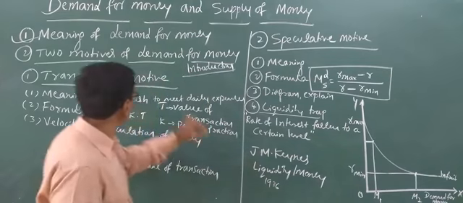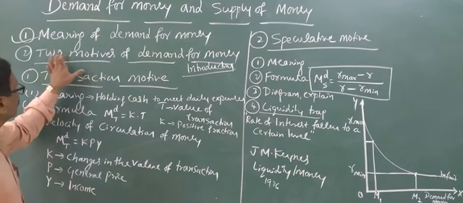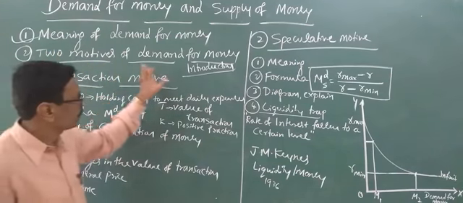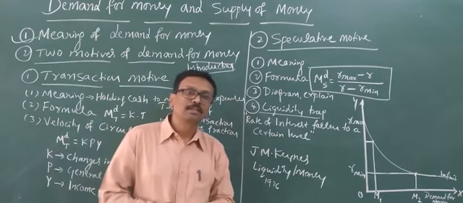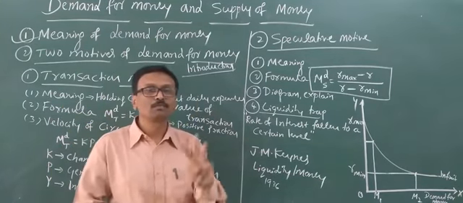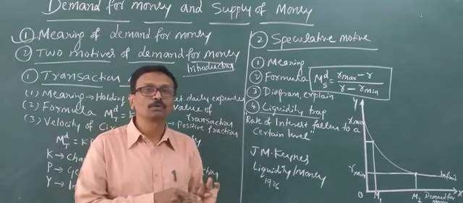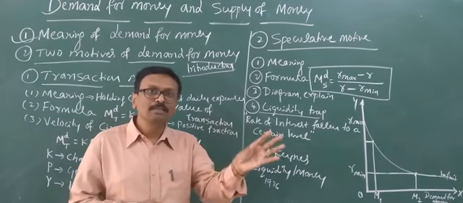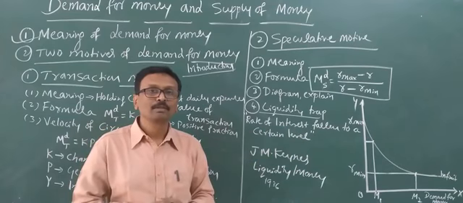According to John Maynard Keynes, demand for money arises from two motives. As per the NCERT textbook, there are two motives, but in the previous textbooks there are three motives: transaction motive, precautionary motive, speculative motive. Demand for money arises from the three motives of the people in the real society.